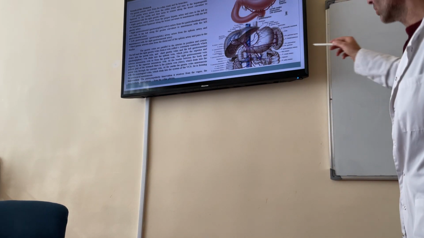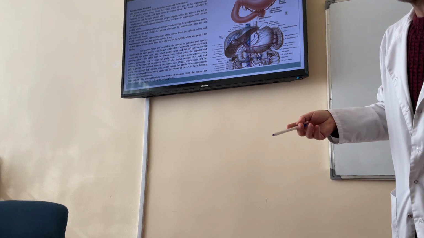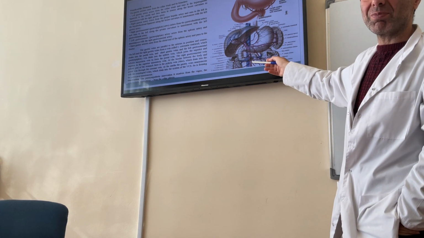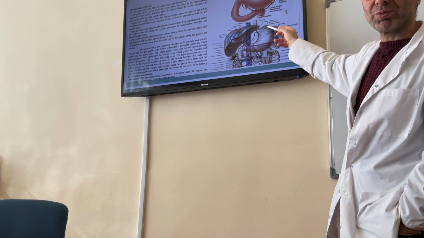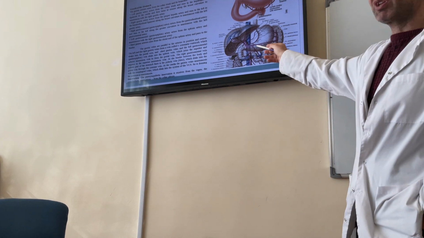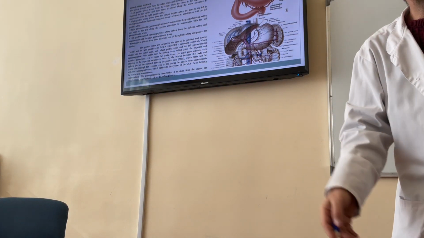If you look to the greater curvature of the stomach, you will see other veins. Short gastric veins, left gastroepiploic vein, right gastroepiploic. The first two groups of veins drain into the splenic one. You can see it in the picture. The last vein drains into the superior mesenteric vein.